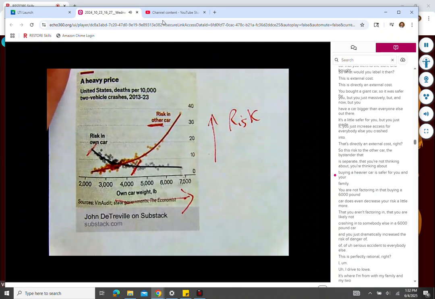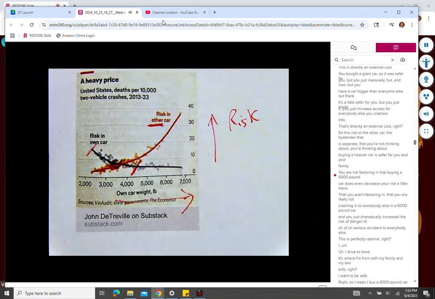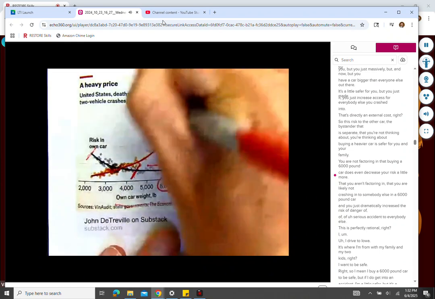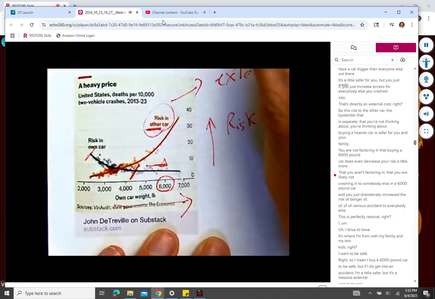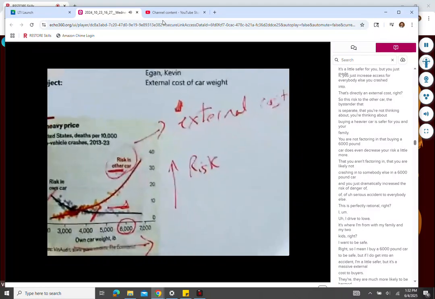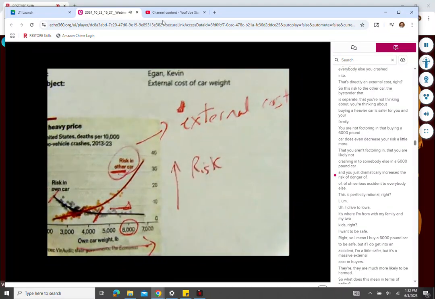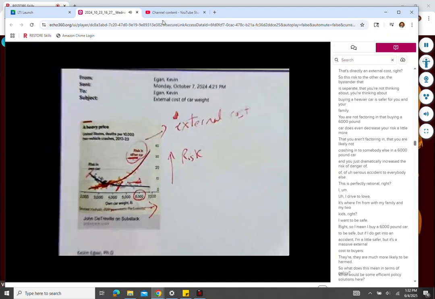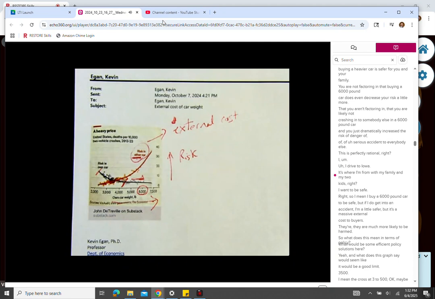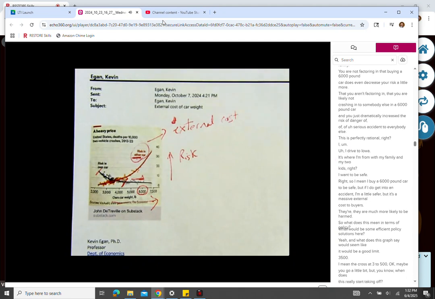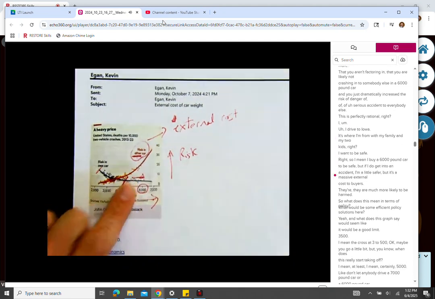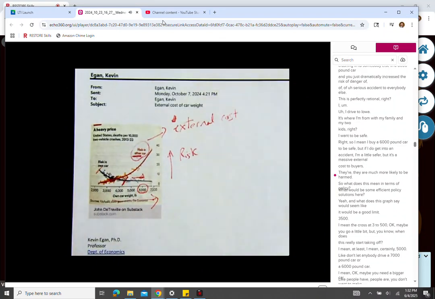You're thinking about buying a heavier car that is safer for you and your family. You are not factoring in that buying a 6,000 pound car decreases your risk a little more, but you are likely not the one getting hurt in a crash with somebody else, and you just dramatically increased the risk of serious accident to everybody else. And this is perfectly rational, right? I drive to Iowa, where I'm from, with my family, my 2 kids. I want to be safe, right? So maybe I buy a 6,000 pound car to be safe, but if I do get into an accident, I'm a little safer, but it's a massive external cost to bystanders. They are much more likely to be harmed.